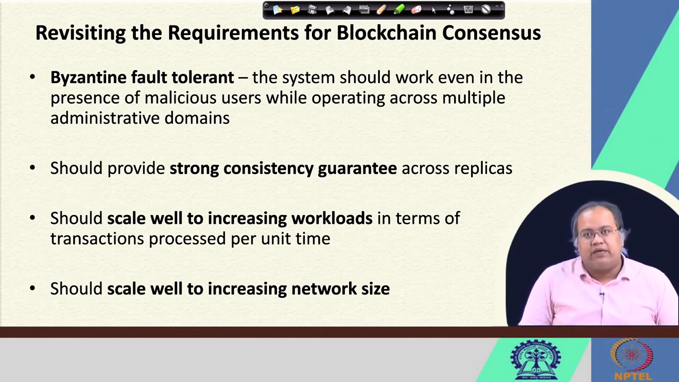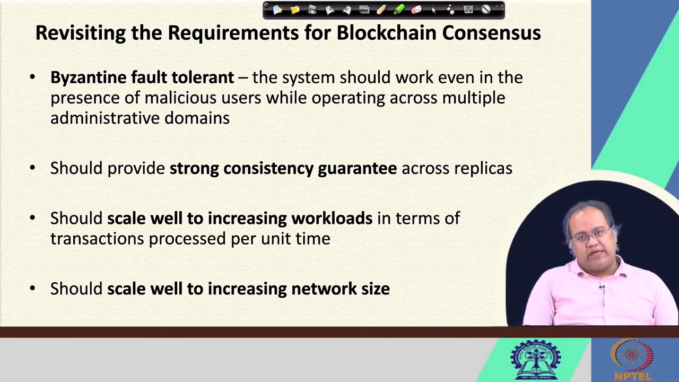Now, to start with, let us revisit the requirements of blockchain consensus that we mentioned earlier. We are just going to touch upon each of the requirements briefly. Our first requirement was to make the protocol Byzantine fault tolerant, because we assume that the participants in the blockchain network can be faulty in terms of malicious behavior. So, they can behave maliciously, and as a consequence we need to design a protocol which is Byzantine fault tolerant. We need to ensure that the system should work even in the presence of malicious users while operating across multiple administrative domains.